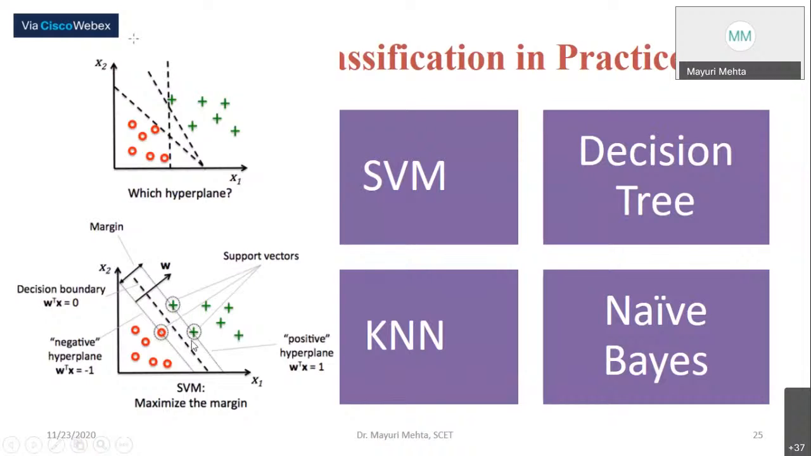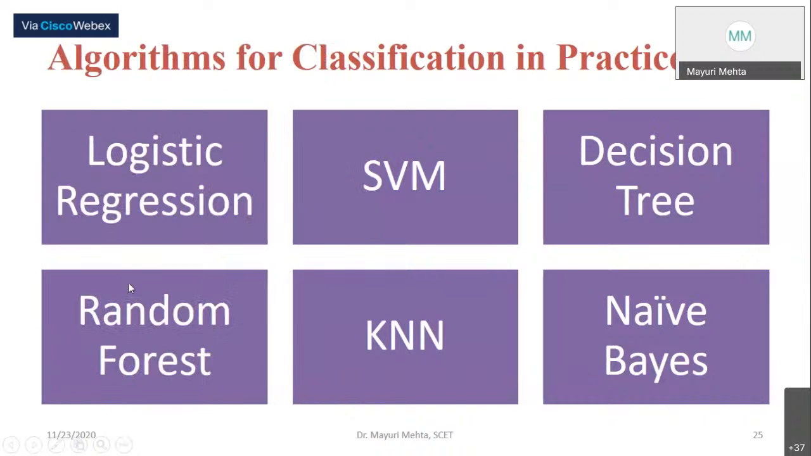These points are called support vectors. This is the positive hyperplane. This is the negative hyperplane. This is the decision boundary, right? This is the margin. Okay, you will learn more about this SVM in Dr. Godwin's session.